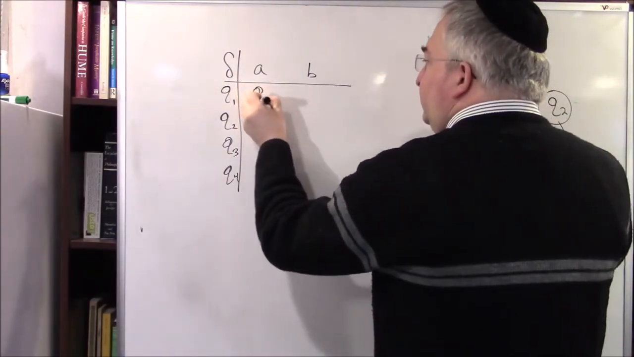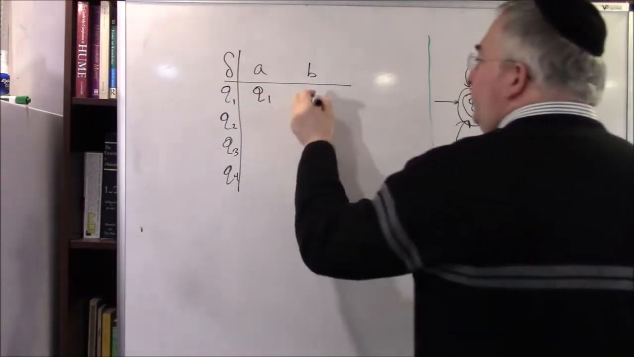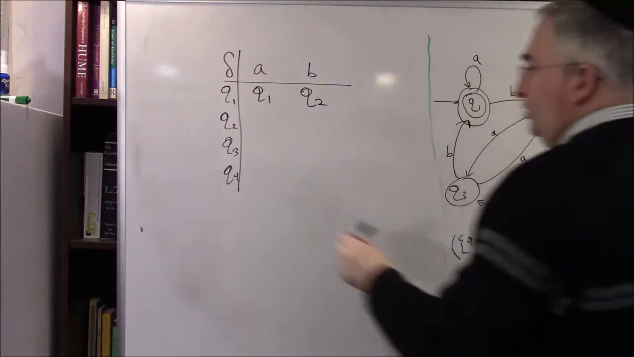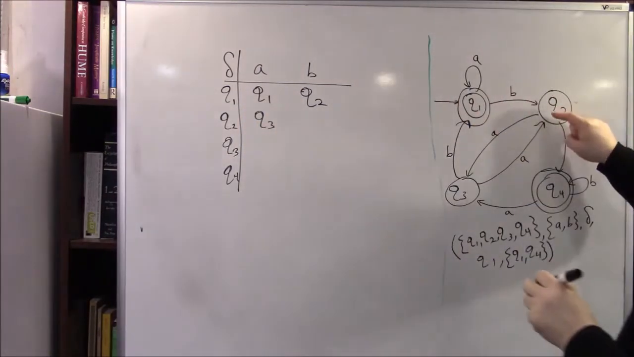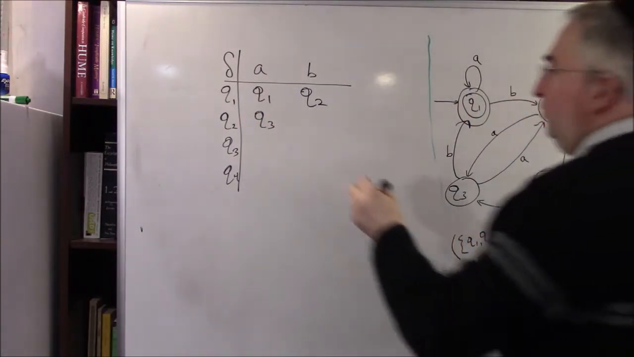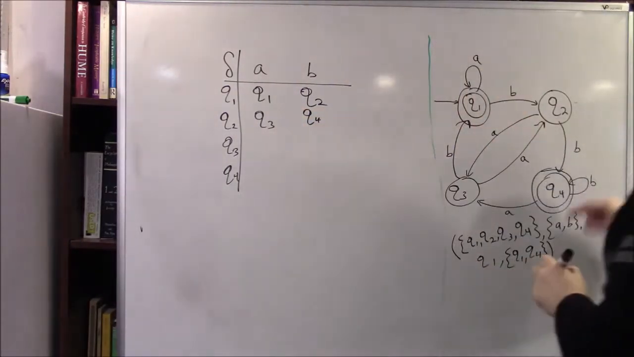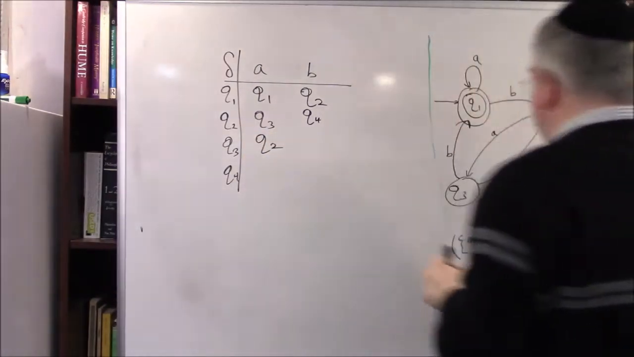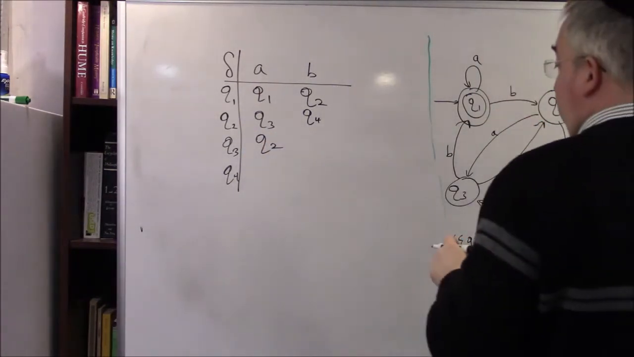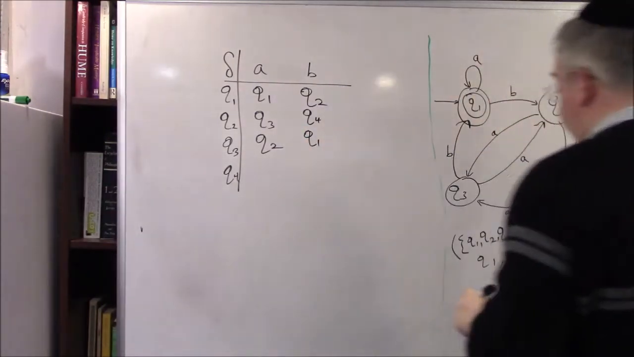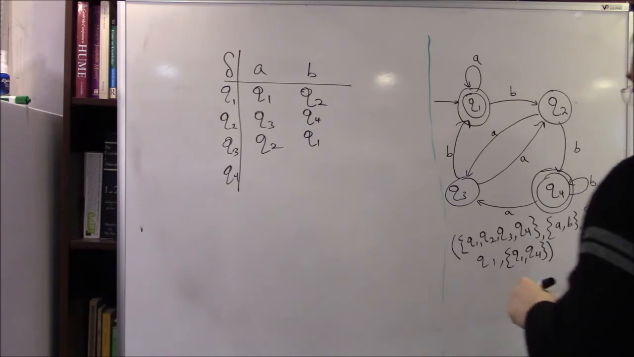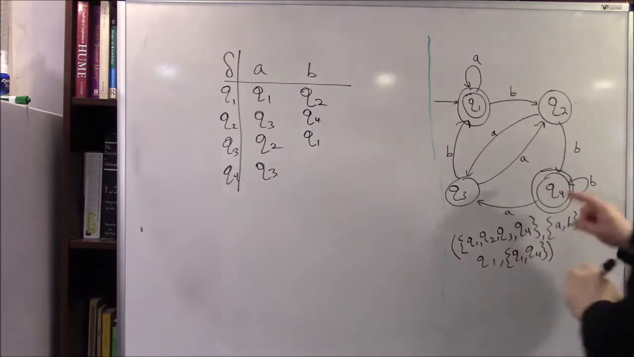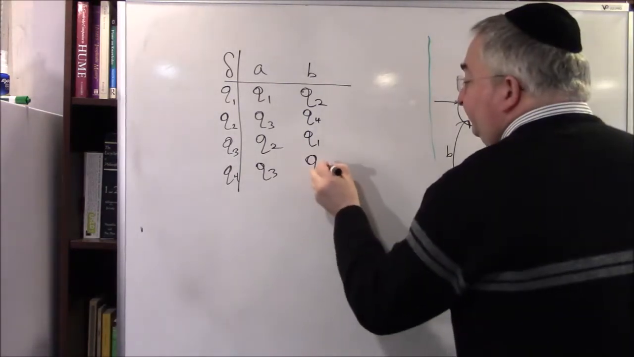Q1, you see an A, you stay there. Q1, you see a B, you go to Q2. Q2, you see an A, you go to Q3. Q2, you see a B, you go to Q4. Q3, you see an A, you go to Q2. Q3, you see a B, you go to Q1. Q4, you see an A, you go to Q3. Q4, you see a B, you stay in Q4.